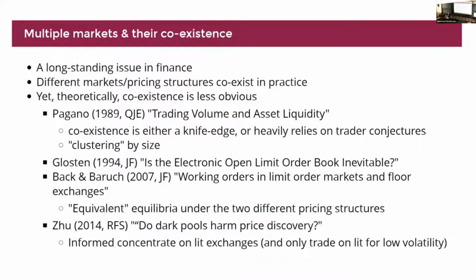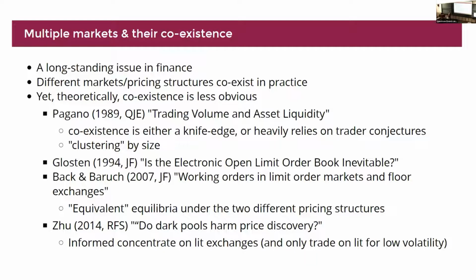The general topic of coexistence of exchanges has been around since the late 1900s. Does that sound old to you? Actually, the papers don't sound that old, but it has been around for a long time. Marco Pagano, 1989, trading volume and asset liquidity, basically says that coexistence of exchanges is kind of a knife-edge case. All traders tend to cluster. So empirically, yes, there are different market structures, plenty of them. Theoretically, it's actually not as straightforward.